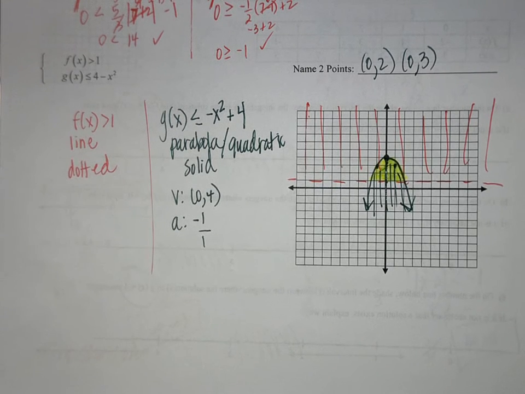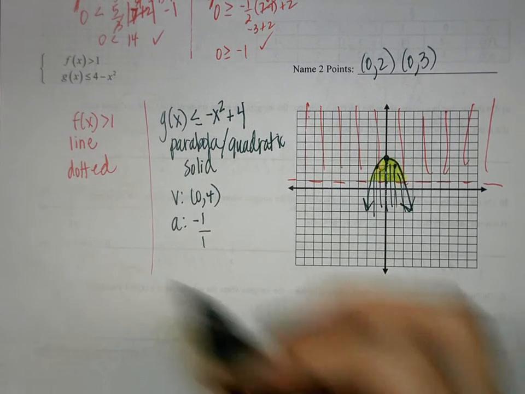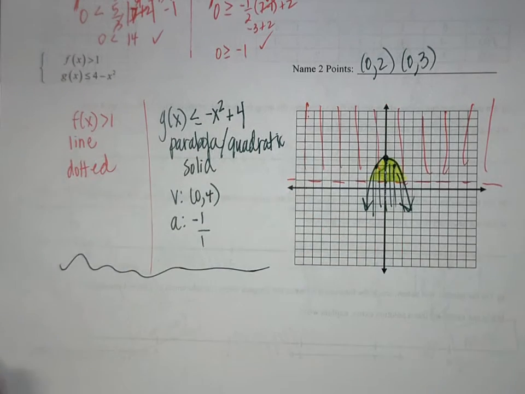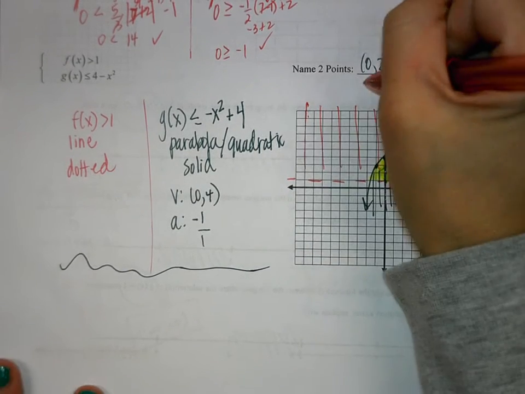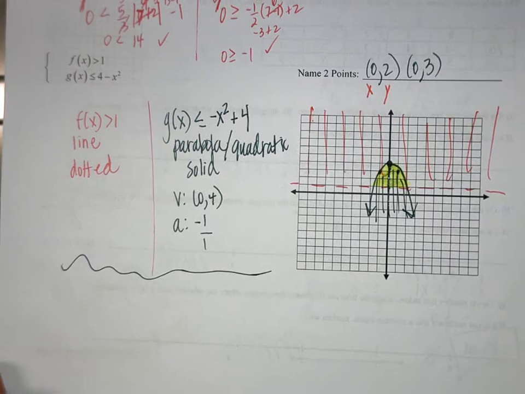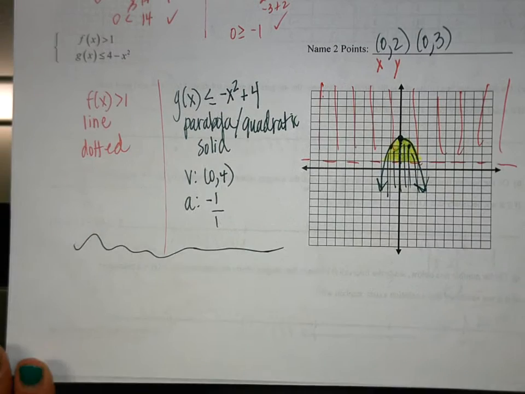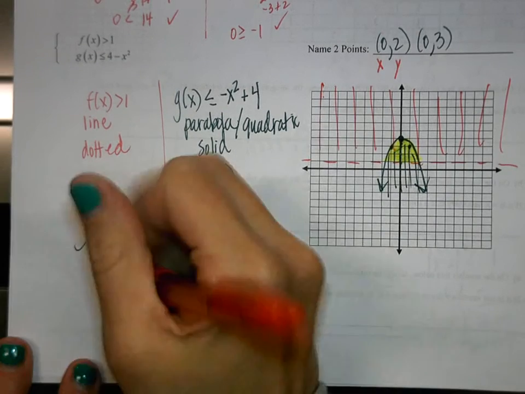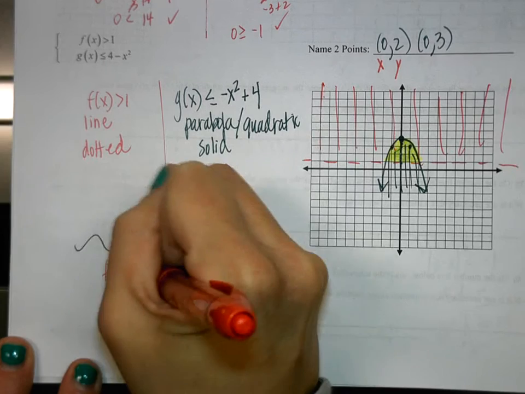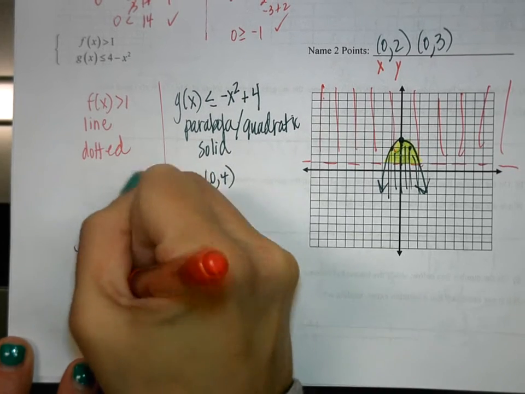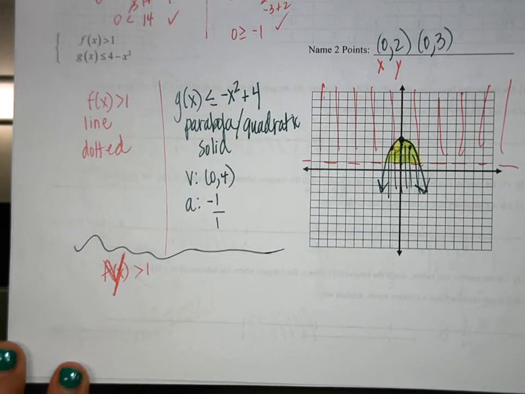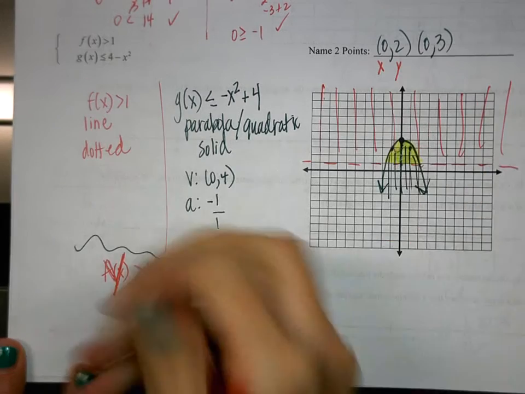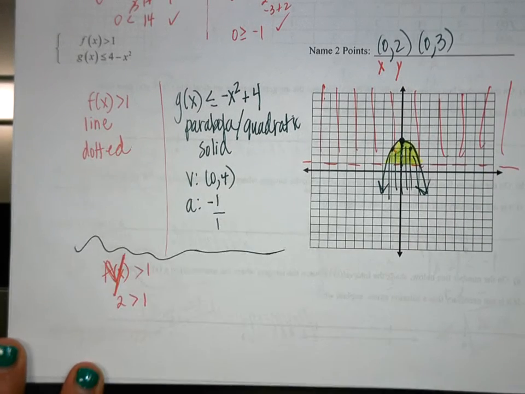This one's actually going to be a little bit easier because there's not as much going on in the equation. So again, I would label these as x and y to make sure I'm putting them into the correct spots. And so we have f of x is greater than 1, which really means y is greater than 1. Well, what's my y value? 2. Is 2 greater than 1? Yes, that one checks out.